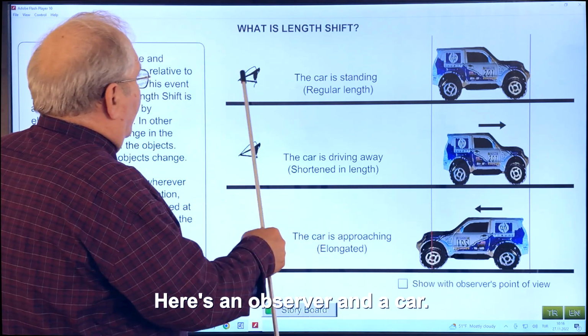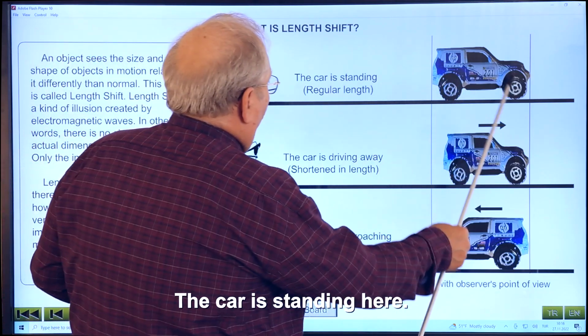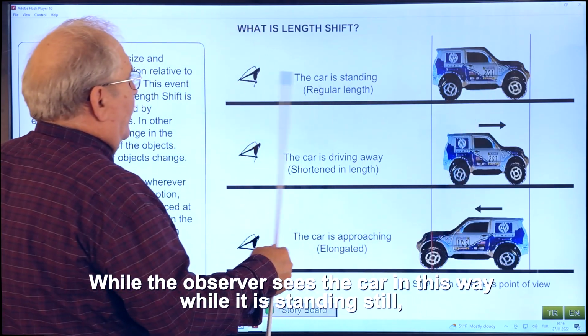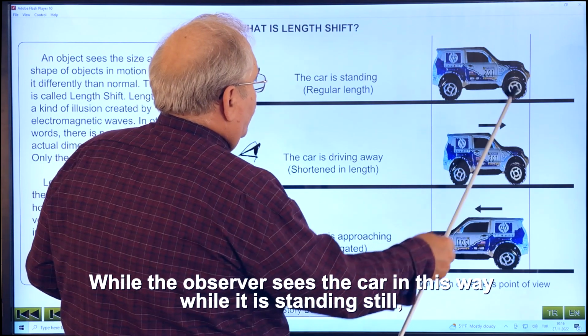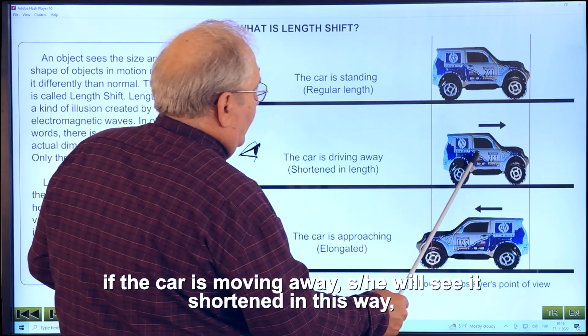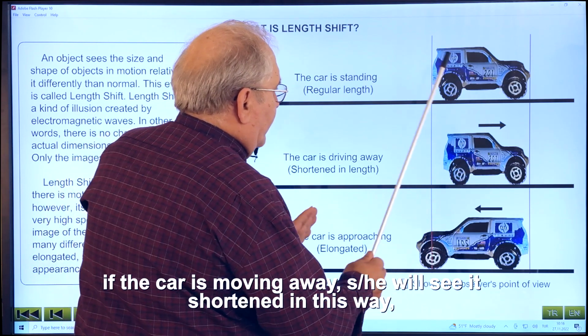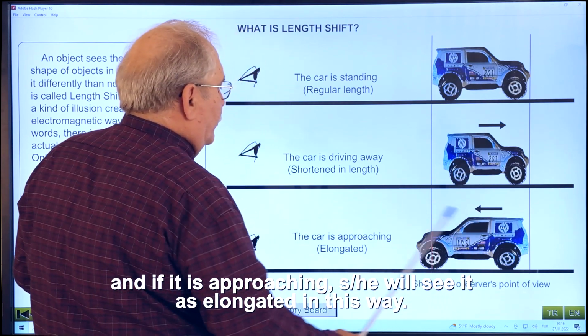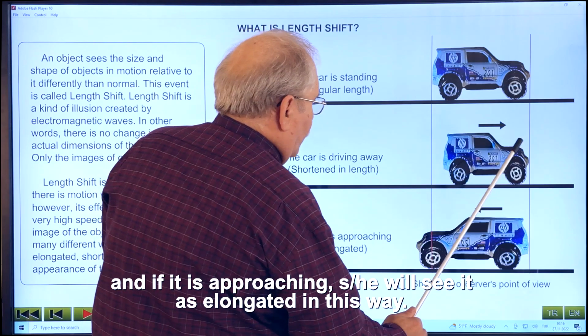Here's an observer and a car. The car is standing here, while the observer sees the car in this way while it is standing still. If the car is moving away, she or he will see it shortened in this way. And if it is approaching, she or he will see it as elongated in this way.